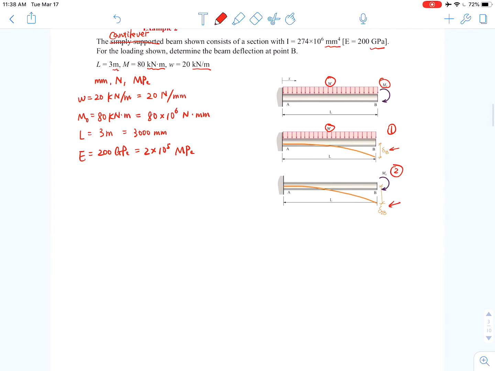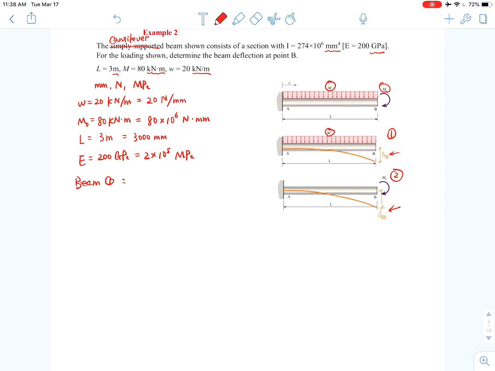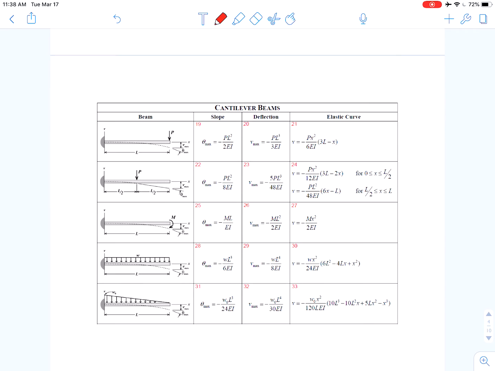Then we can start to examine beam number 1. Okay, so for beam number 1, that is a cantilever only subjected to distributed load W. And we're determining its deflection at the free end. So we turn to the table, and we can find this case here. This is our case 1. And the deflection at the free end, as we just derived in example number 1, we can just directly use equation 29.